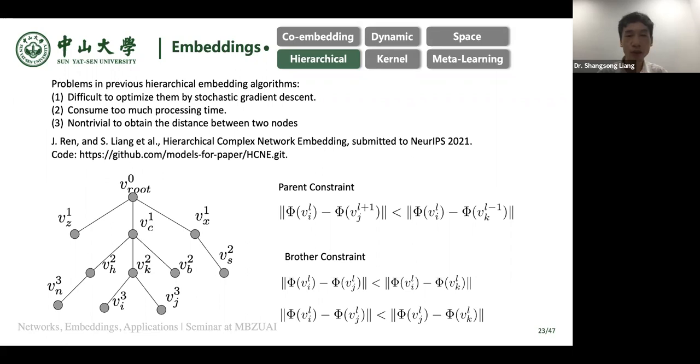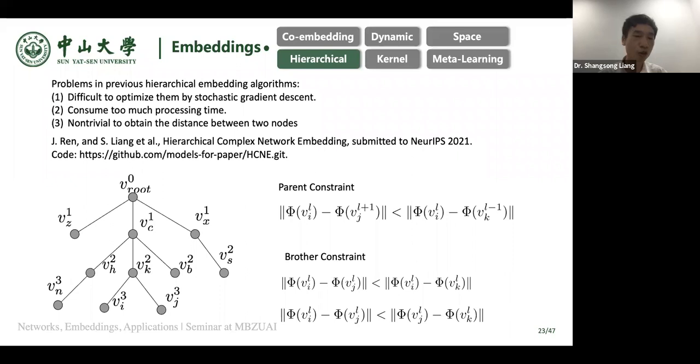We made two constraints. One is the parent constraint, another is the brother constraint. In the parent constraint, we assume that the distance between a node and its parent should be larger than the distance between this node and its children. That is the parent constraint. And then we have the brother constraint. That is, if two nodes share the same parent, then their distance should be smaller than that of two nodes who share the same grandparent. With such constraints, during the inference of the node embedding, we can preserve the hierarchical structure of the network.